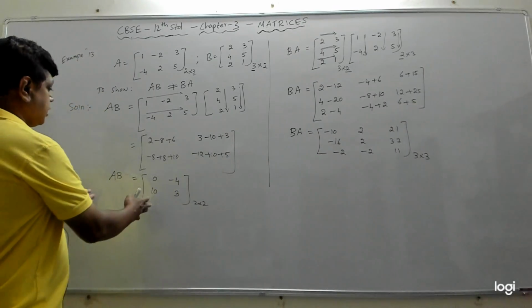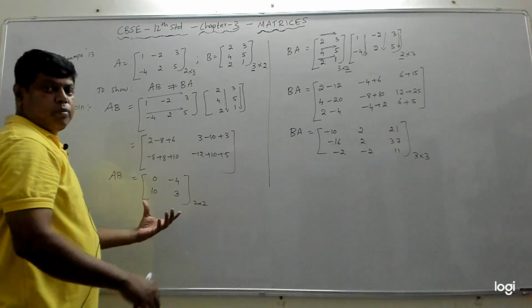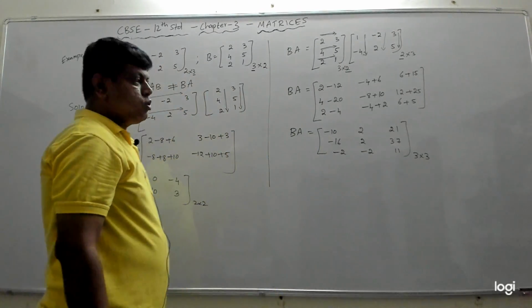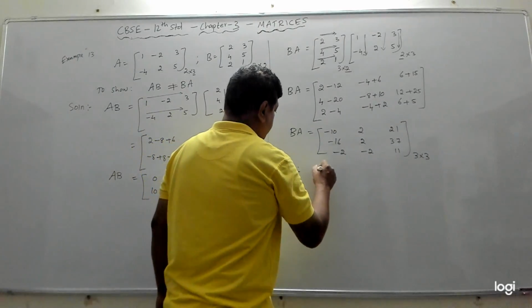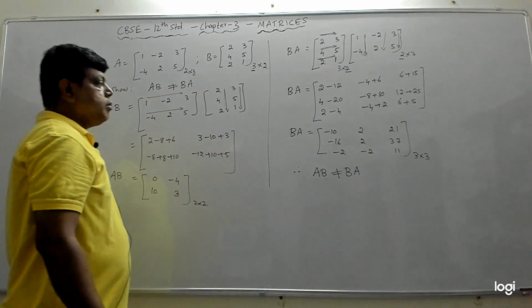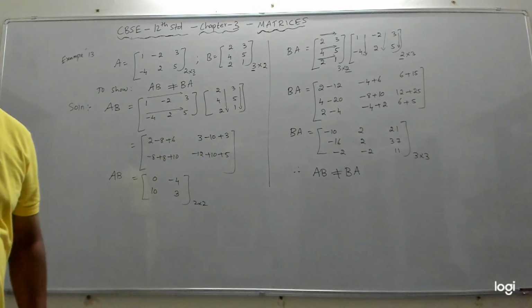Now, is AB equal to BA? Is this matrix the same as this matrix? No, obviously, because the order itself is different. This is 2 cross 2, this is 3 cross 3. So, therefore, we can say AB is not equal to BA. We have shown that AB is not equal to BA.